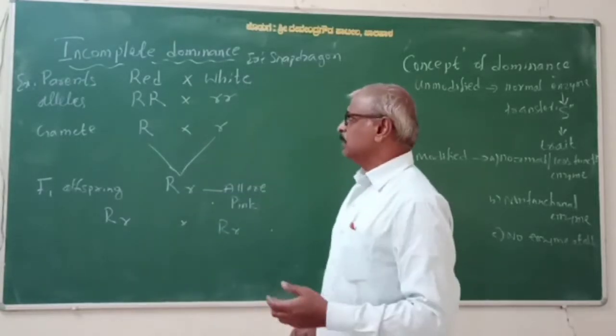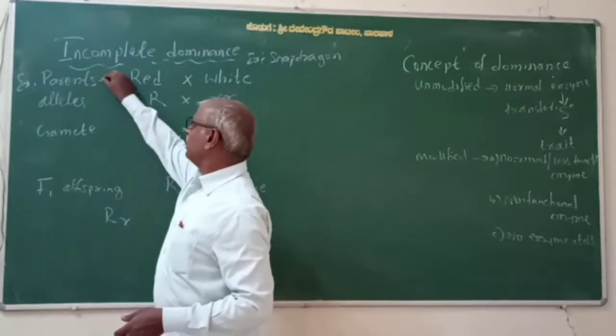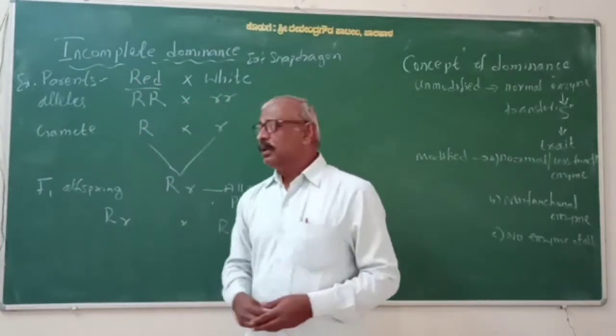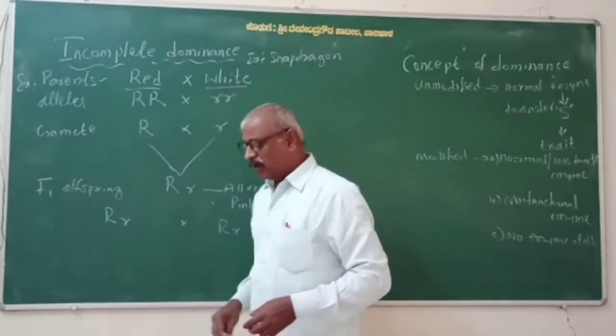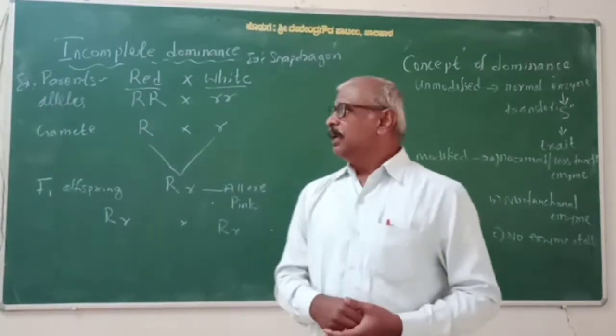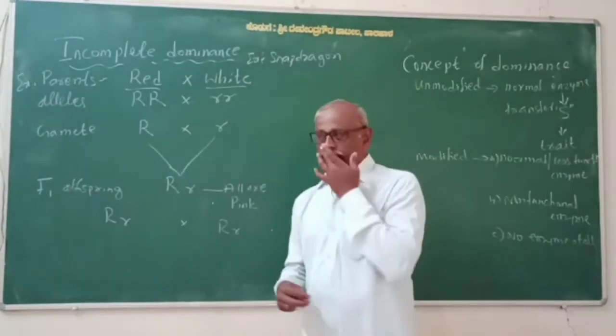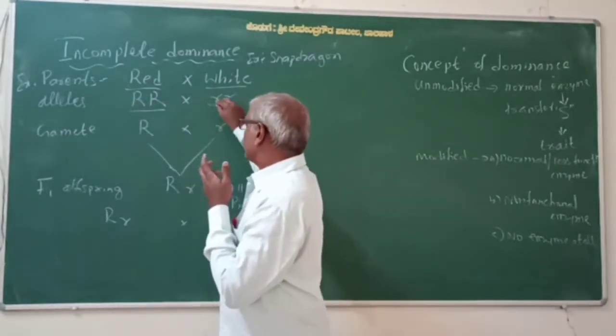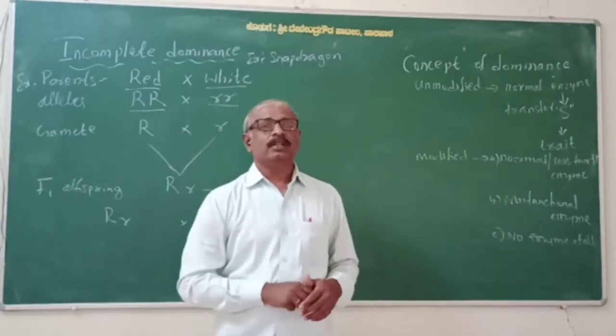Two plants, so that is one parent with red colored flowers and another parent with white colored flowers. So these two plants are selected. Then the alleles are capital R for red, and the white stands for small r.